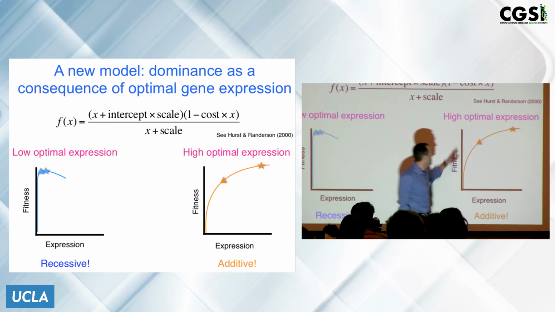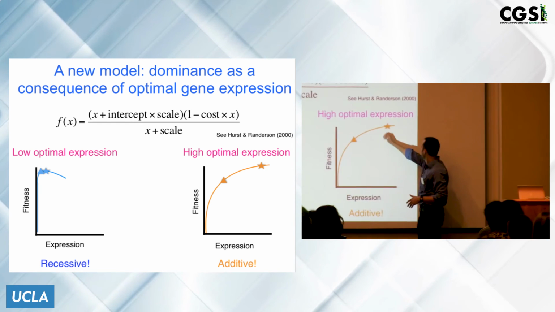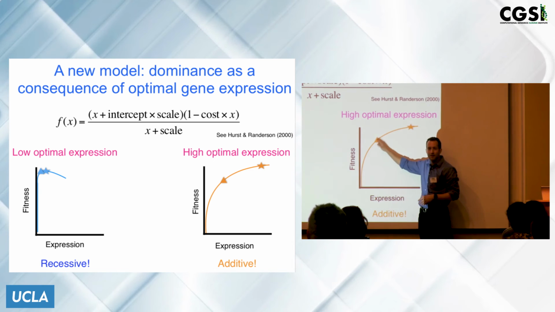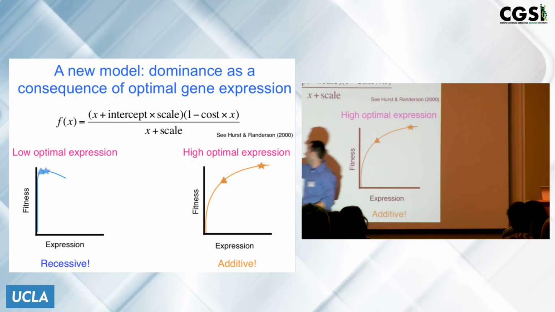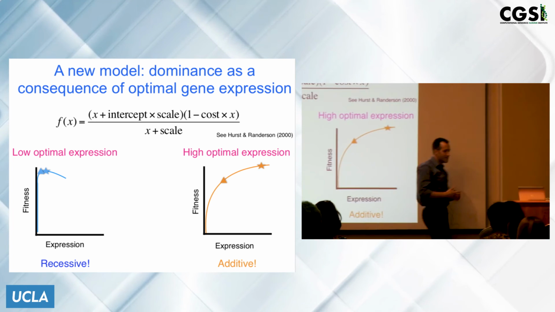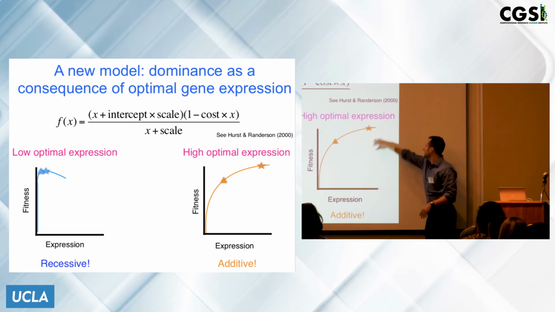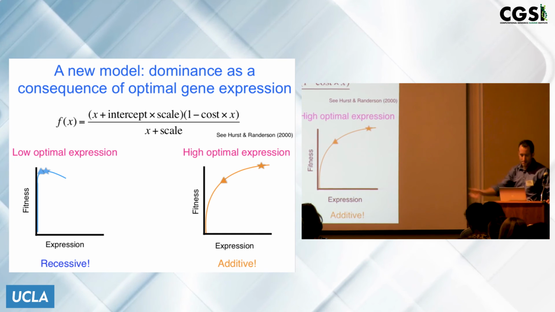Whereas a gene that has higher optimal expression, denoted by the orange star being further out, with a fitness function that looks something like this, a mutation that decreases expression by half will have a bigger impact on fitness. It's not entirely additive, but it's more additive than what's seen over here. There's also a cost to gene expression here, a fitness cost, so it's not just that you'd keep increasing fitness with increasing expression.